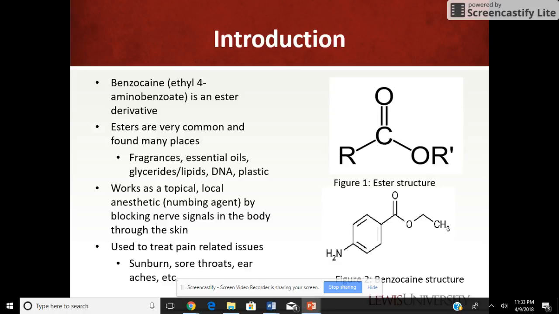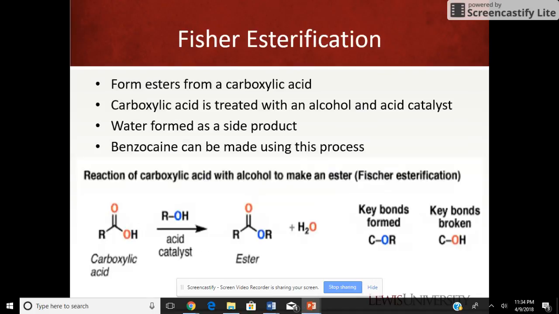In the case of benzocaine, it works as a topical local anesthetic, which means you put it on the skin and it numbs the localized area by blocking nerve signals in the body through the skin. Therefore, it's used to treat pain-related issues like sunburns, sore throats, earaches, and stuff like that. And then to your right in figure 2, you can see the actual benzocaine structure with the amine group, an aromatic ring, and an ester.